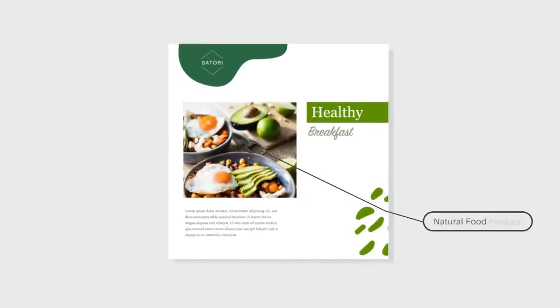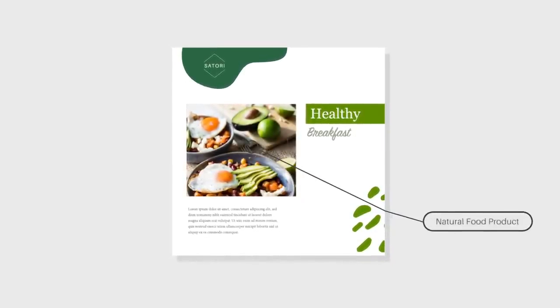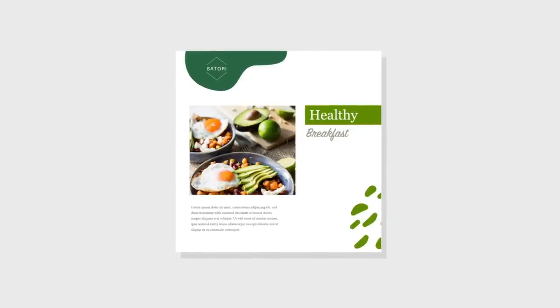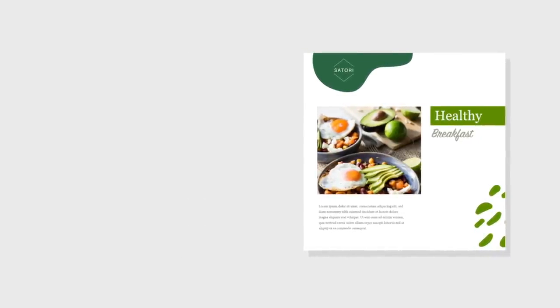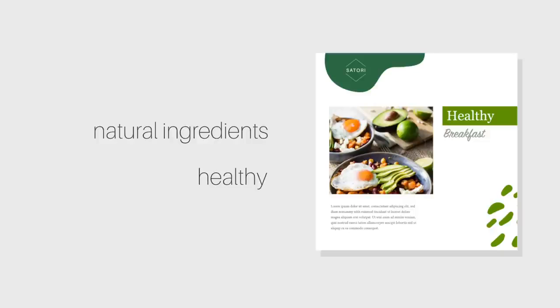And the first tip is one easy thing to remember. Before you start designing anything, think about the vibe or the message that you want to express in the design. So let's take the example of a poster or an advert that is trying to sell or promote a natural food product. The message you might want to communicate is that the product is made from natural ingredients and it's also healthy.